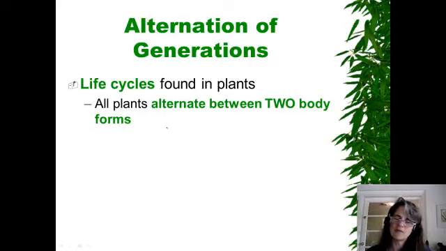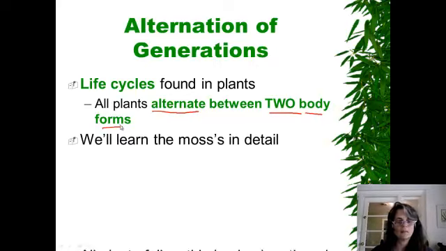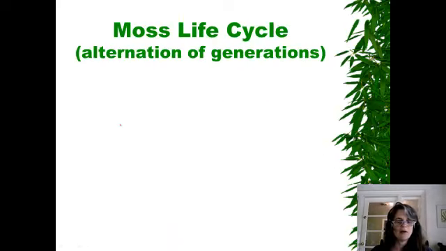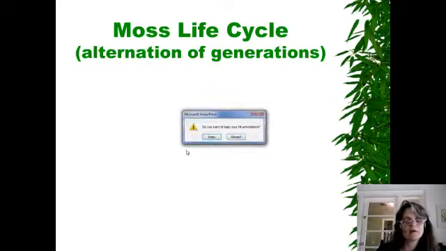All plants, even though in some plants it's not really obvious to us that this occurs, alternate between two body forms. Okay, two body forms. And we're going to learn the mosses in detail. Okay, so we'll take a break and learn the mosses.